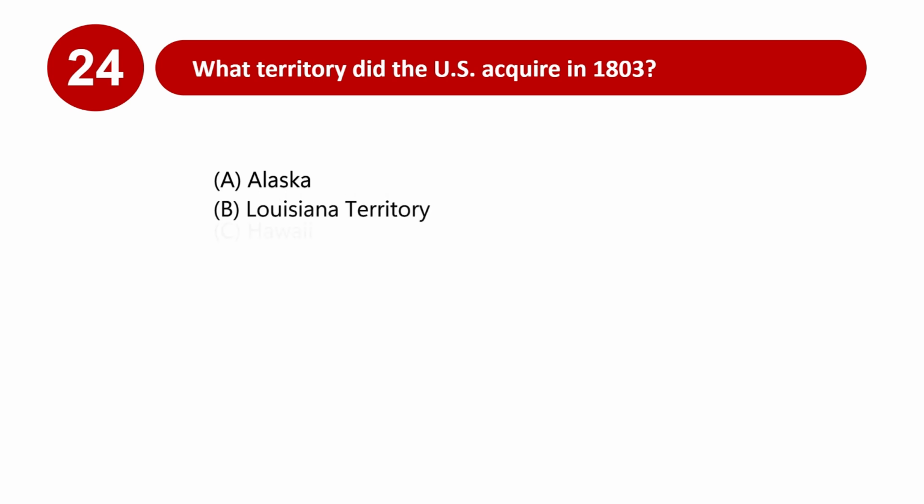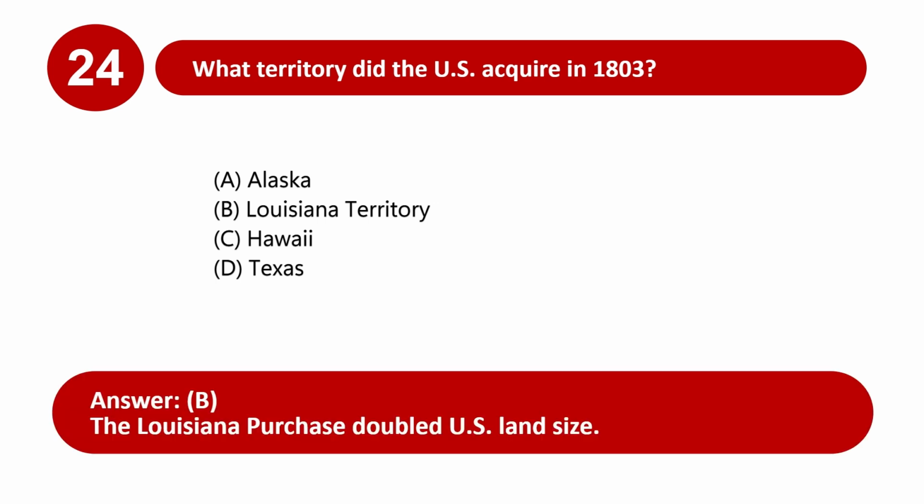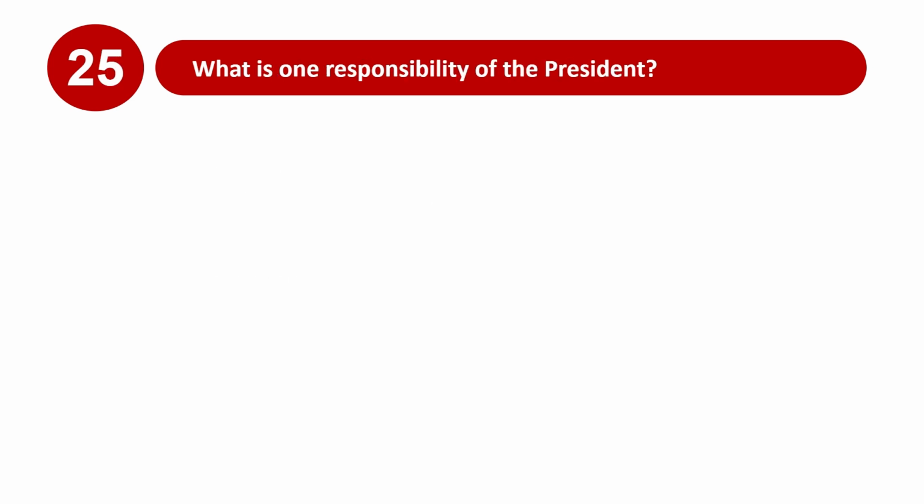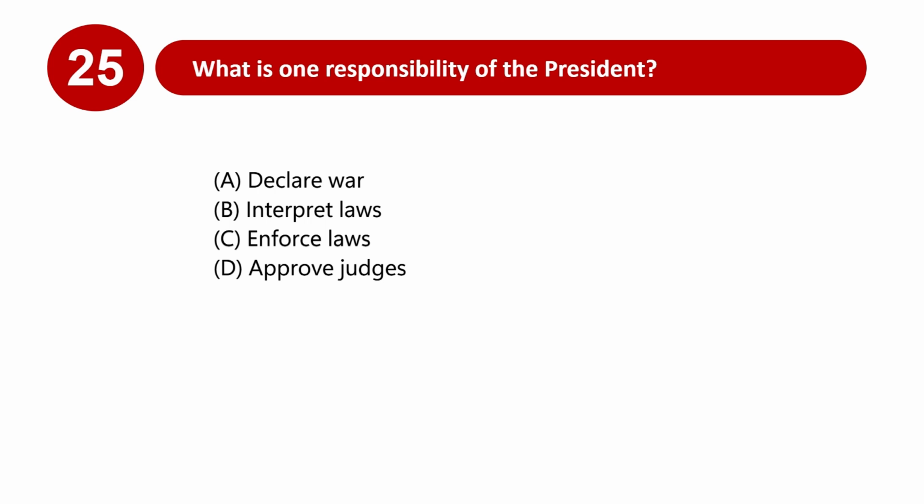What territory did the U.S. acquire in 1803? A. Alaska. B. Louisiana Territory. C. Hawaii. D. Texas. Answer B. The Louisiana Purchase doubled U.S. land size.